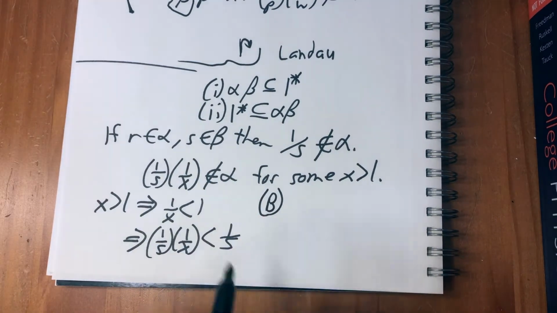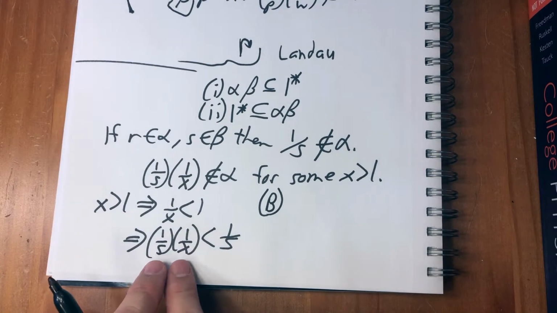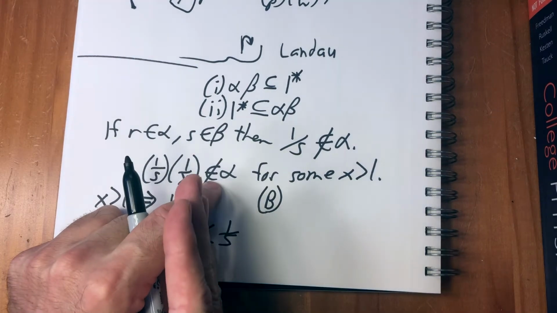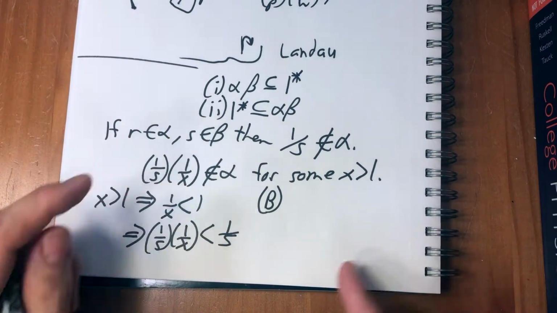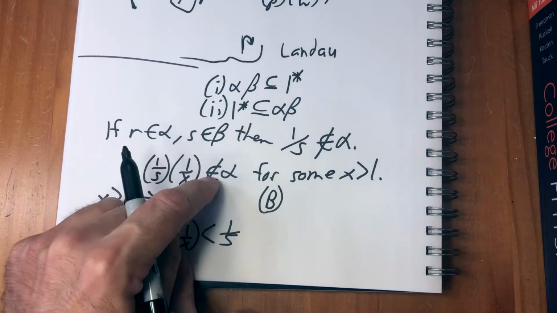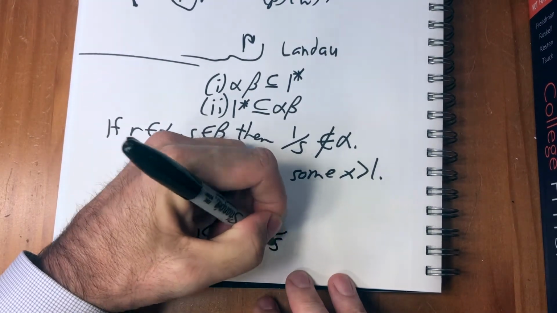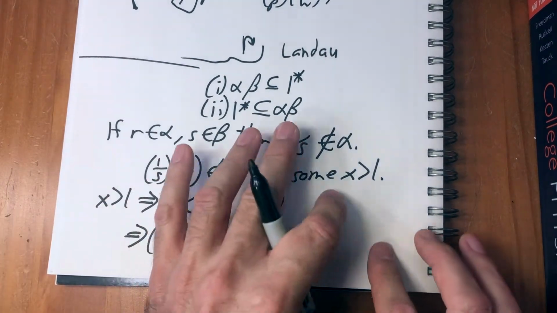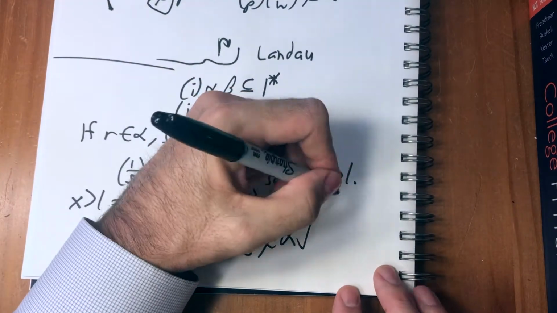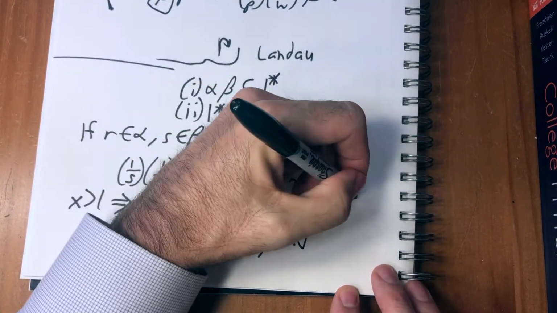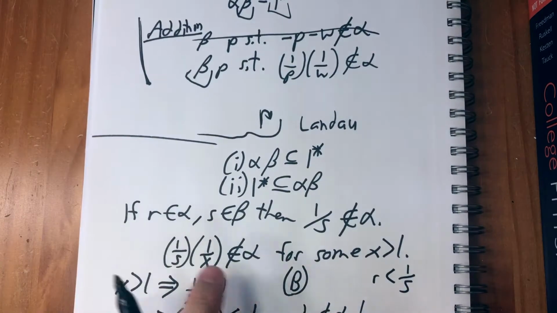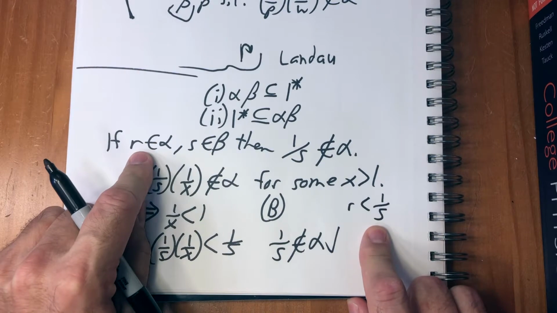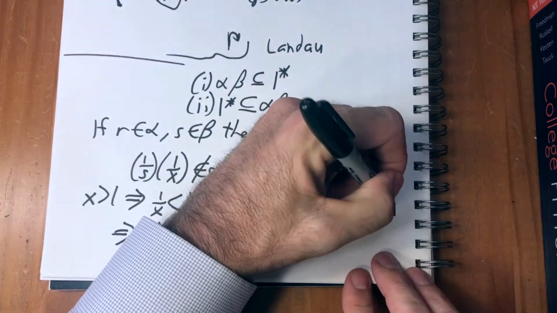Because b is our reformulation of 2, which says that if we know that one number is not in a cut, then anything bigger than that number is also not in the cut. So if 1 over s times 1 over x is not in alpha, then 1 over s is also not in alpha. Okay, I can finish it here in this little corner. So that means that r is less than 1 over s, because 1 over s is not in alpha, but r is in alpha, and that is part A.